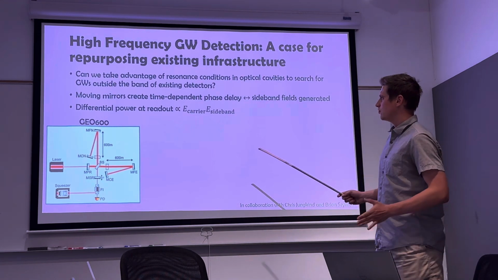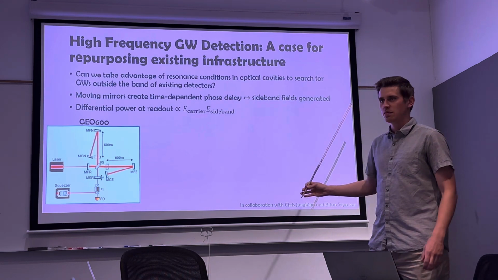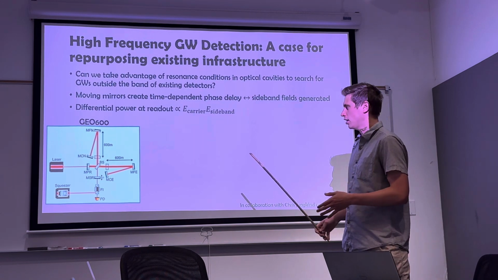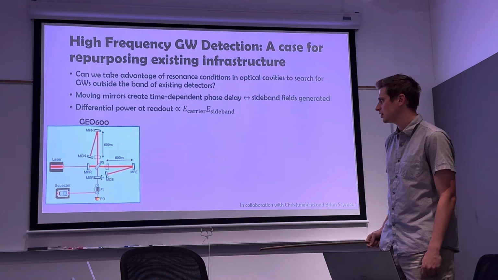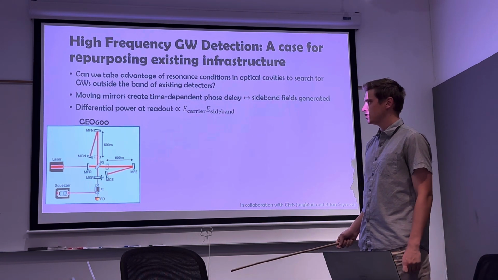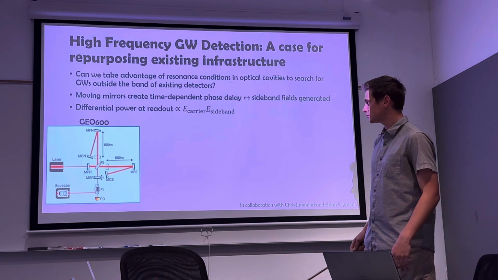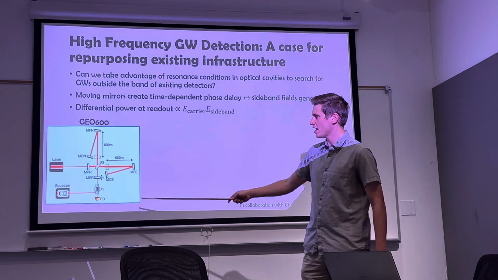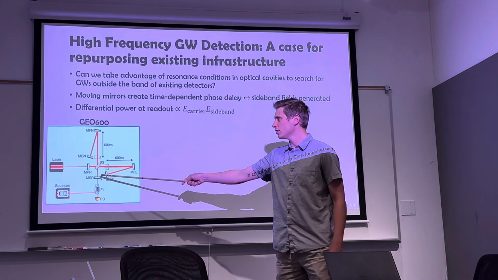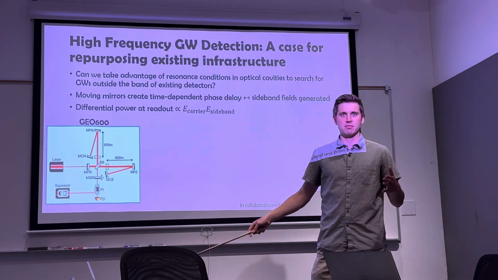The idea here is that if we can amplify the sideband electric field, we might be able to get more power at the readout and thus better sensitivity to gravitational waves. One way we might do this is by making those sideband fields resonant in the optical system. So in GEO600, there's a cavity formed by the signal recycling mirror, the MSR, and the two mirrors that form the arms of the Michelson interferometer.